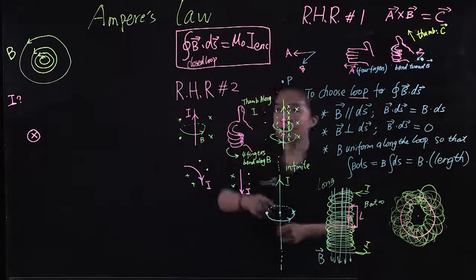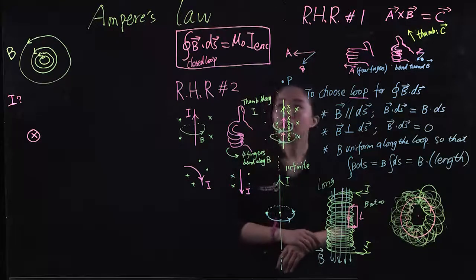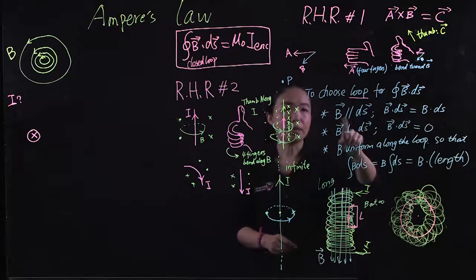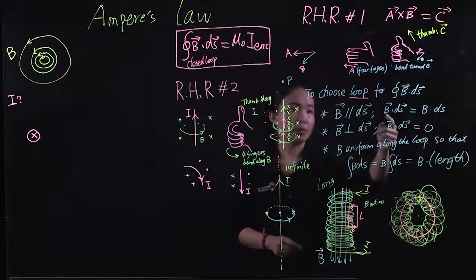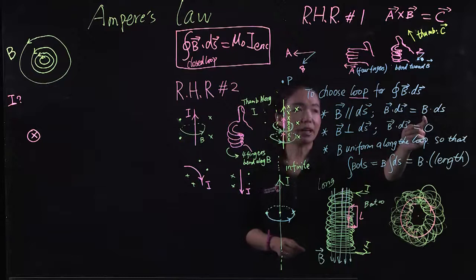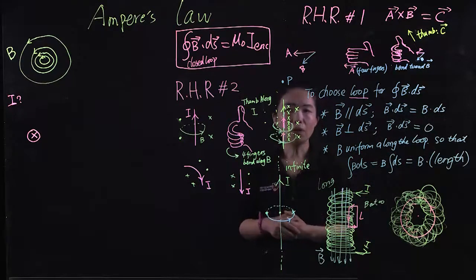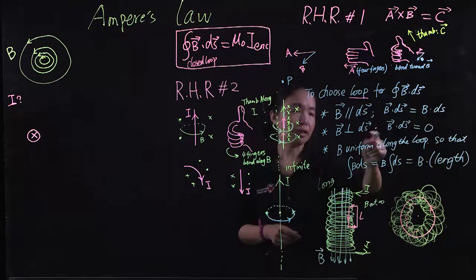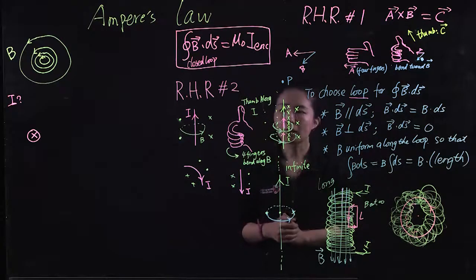So in order to make this easy for calculation, we typically would like to choose the loop so that the loop is parallel to the B field, so that B dot ds becomes simply the B value multiplied by ds. Or in some situations, we would like to choose ds to be perpendicular to the B field. For that part, B is perpendicular to ds, so B dot ds equals 0.